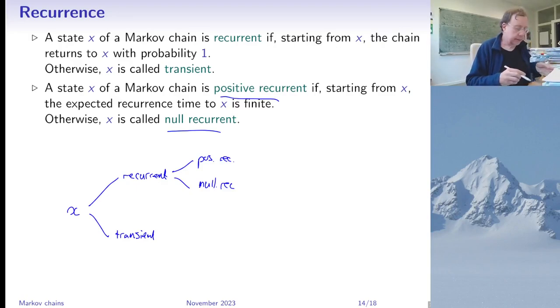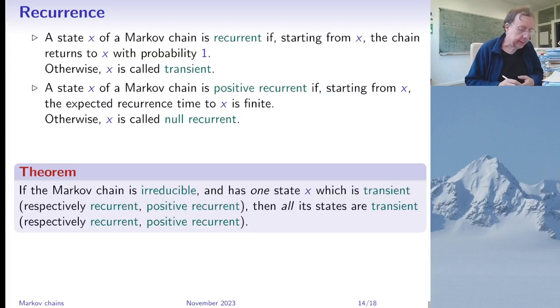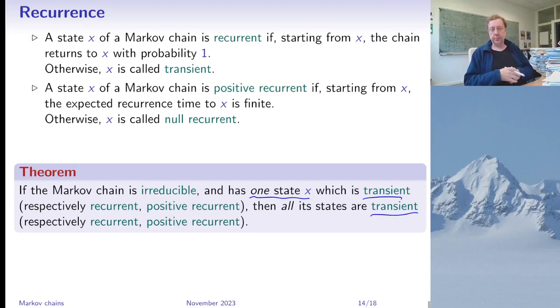Now, one important result in the theory of Markov chains is that if the Markov chain is irreducible and it has one state X that is, say, transient, then actually all its states are transient. And I can replace transient by recurrent and positive recurrent. So if one state has this property and the Markov chain is irreducible, all states have that property. So that allows me to define the notion of a transient Markov chain, a recurrent Markov chain, a positive recurrent or null recurrent Markov chain. Transient, recurrent, positive recurrent are what are called class properties.